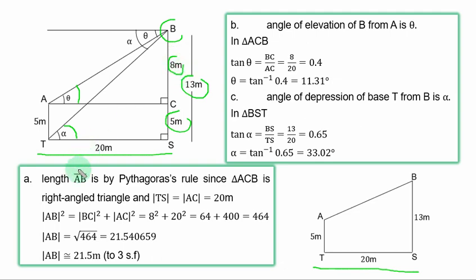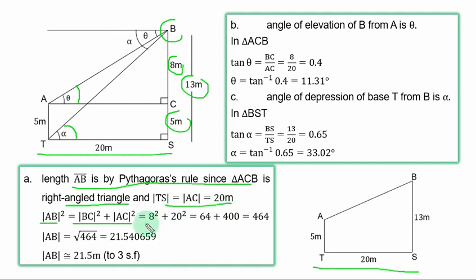A part of the question, length AB is by Pythagoras rule, since triangle ACB is a right angled triangle. Here is 90 degrees. You have this side, you have this side. The longest side is unknown, that is AB. The rule states that the square on the longest side is equal to the sum of squares on the other two sides. AC is equal to TS, that is 20 meters.